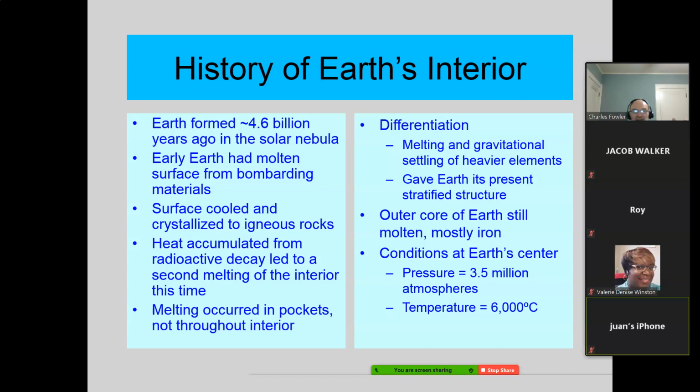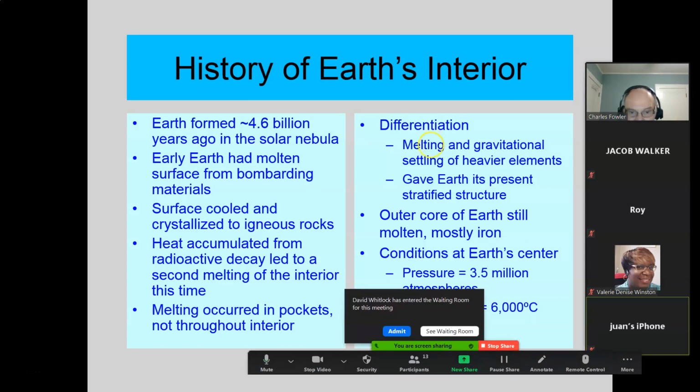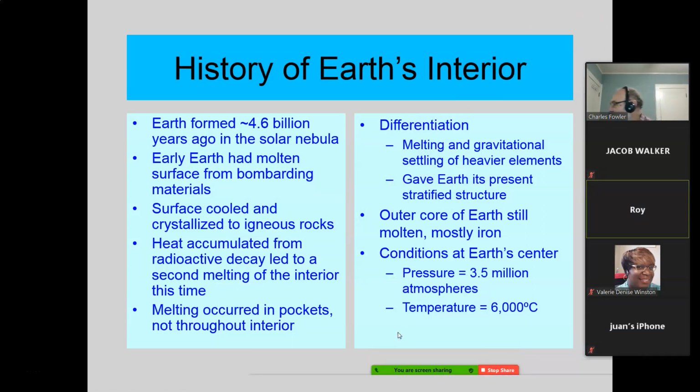And by the way, Roy, it is raining like crazy here. The wind's blowing like crazy. Oh, and David Whitlock must have gotten kicked out and now is back in. So I've already got David here, I'm pretty sure. Yeah, David's still here. So I wouldn't be surprised if some of you get kicked out. If it's happening other places, I hope I don't get kicked out, because that would be really disastrous.